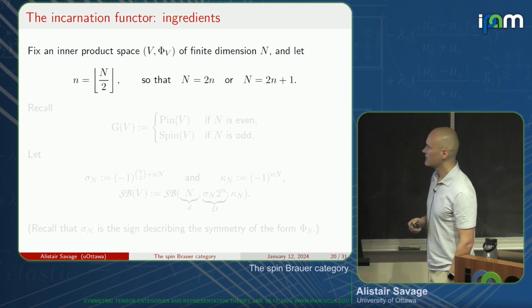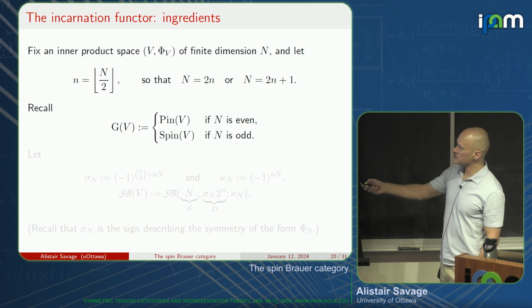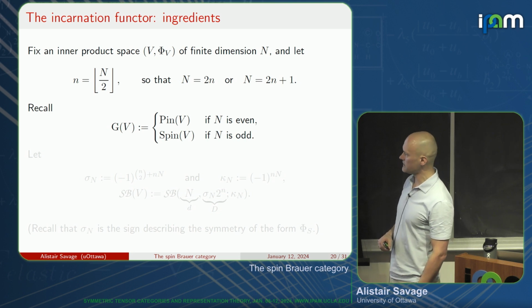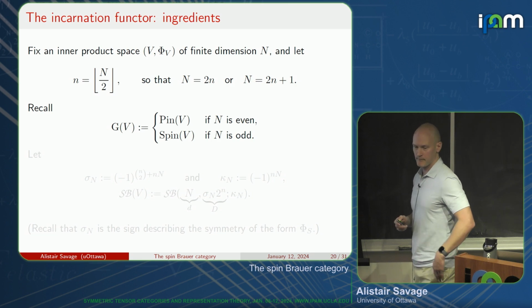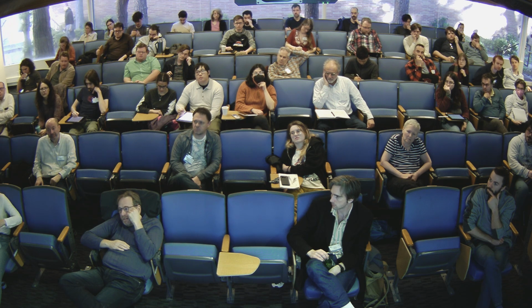And remember, I hopefully, or at least I tried to convince you that it was fine to split into these 2 cases. So this G of V is either pin or spin, depending on if n is even or odd. So one reason to do this is that S will always be irreducible if you do this, right? That's right. That's one of the key reasons why we do this.